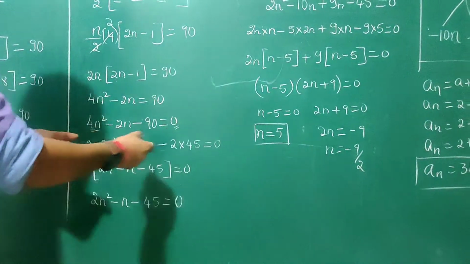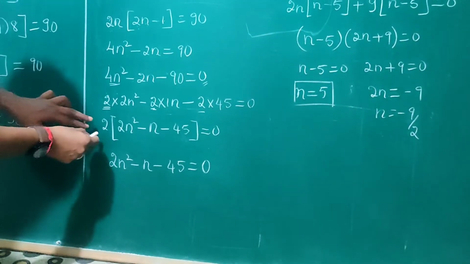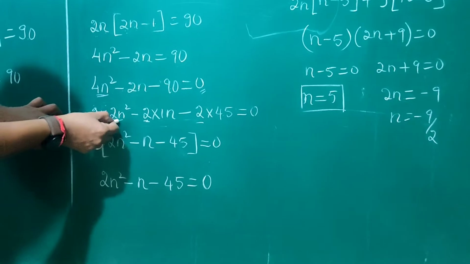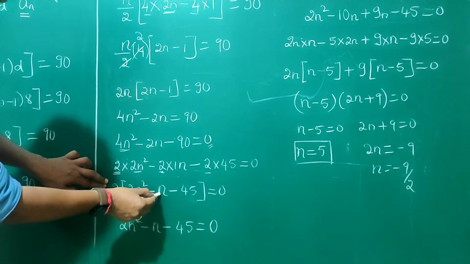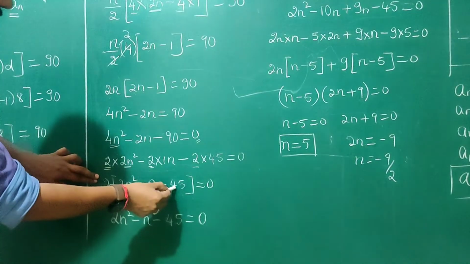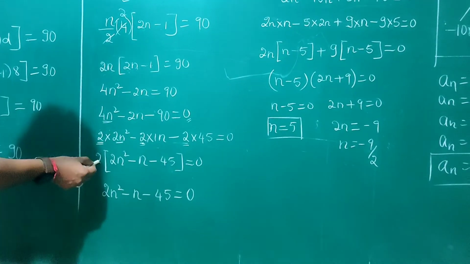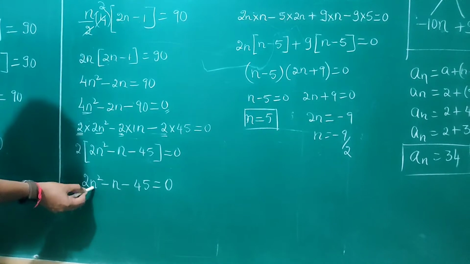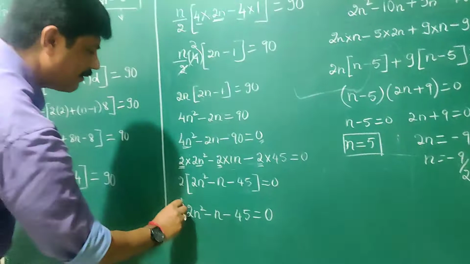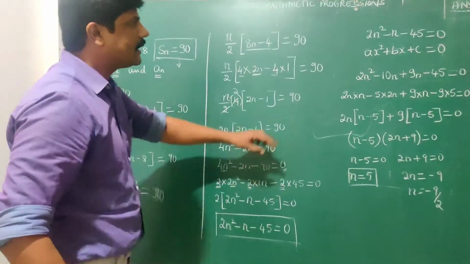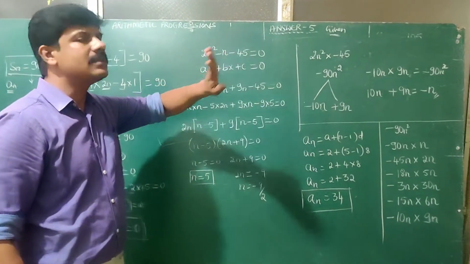Therefore, we have split to remove the common. Now you can see that 2 is the common in all the cases. So remove 2. After removing 2, what is remaining? 2n square minus 1n. 1n can be written as n itself minus 45. Where has this 2 gone? Removed outside. After dividing both sides by 2, 2 is gone. Now 2n square minus n minus 45 equals 0. We have got this, and it is written here: 2n square minus n minus 45 equals 0.